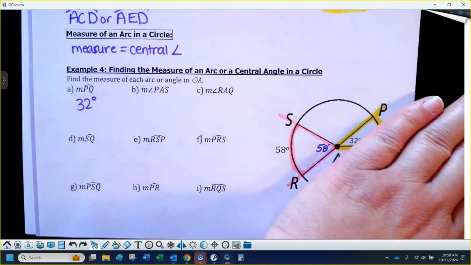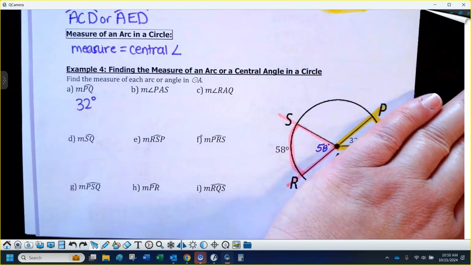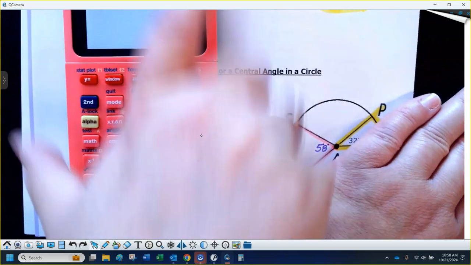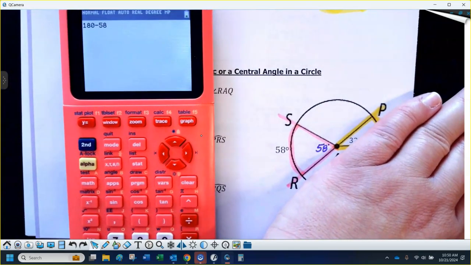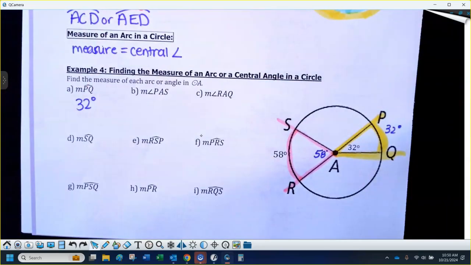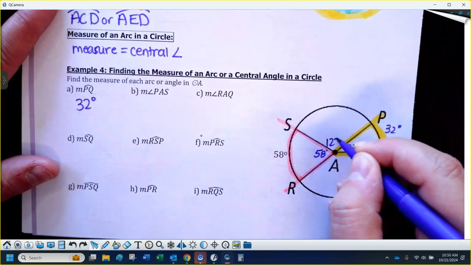Exactly. You see there's a diameter. That's exactly half the circle, so that'd be 180, makes a straight line. We're just going to subtract that 58 from 180. And I'm totally not on the screen, sorry. That's all I'm doing. It just makes a straight line. So it's 122. This angle is 122.